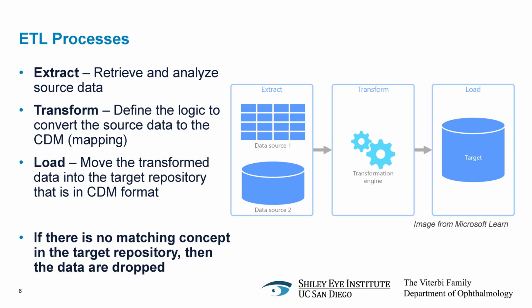But one thing that wasn't immediately obvious to me at the start, and that I've discovered over time doing some of the data integration work, is that if you don't have a matching concept in that target repository, meaning if you don't have a representation of that data in the OMOP Common Data Model, the data just get dropped. And so this is actually a challenge for us in ophthalmology or eye care and ophthalmic data, because there's not a lot of representation for some of our data elements, so they just don't get transferred over.